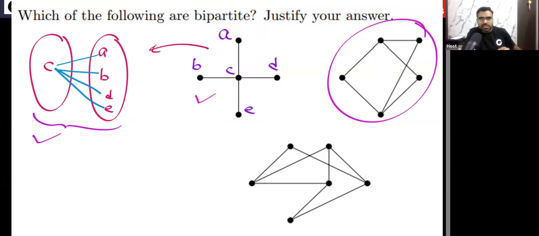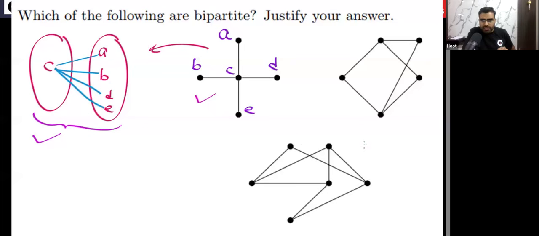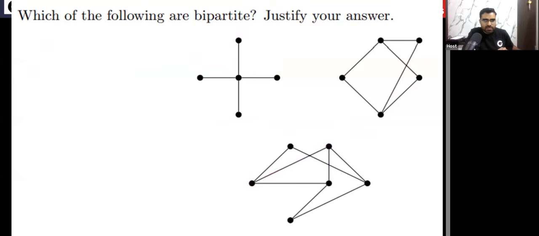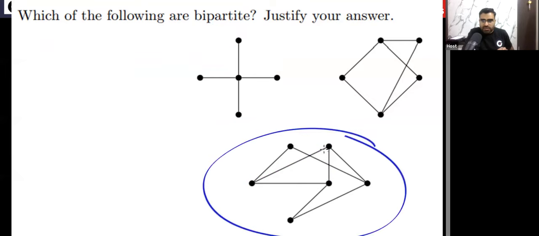Okay. What about this graph? Let me know. What about this graph? Before that, let's see this graph. In this graph, do you see any odd length cycle? Yes, I see. I can see that this triangle I can easily see. Okay, can you see? Look at this graph. Just look at this graph. Can you see this triangle? There is a triangle here.